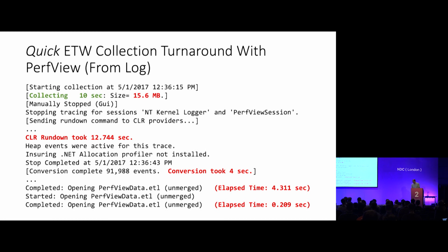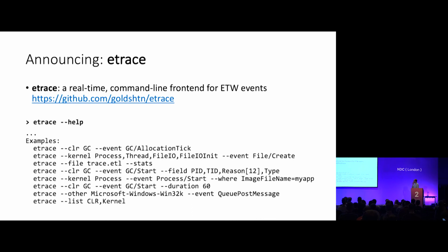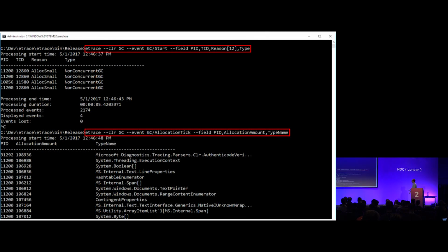So I'm not saying I have the perfect solution, but I do want to tell you about a couple of tools I built which are helping me address this problem at least a little bit. These are eTrace, which is a command line tool for monitoring ETW events in real time. You can run it and get real-time printouts on your terminal when the events you care about occur. For example, on the top, I'm collecting garbage collection events. So whenever a GC occurs, I want to know about it.